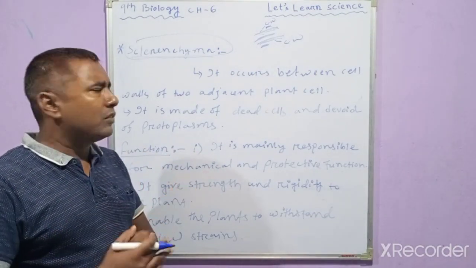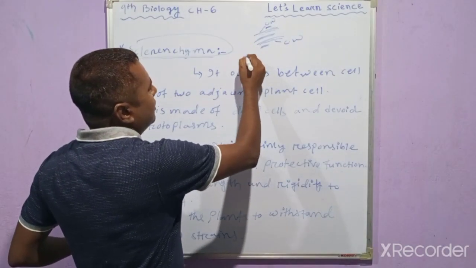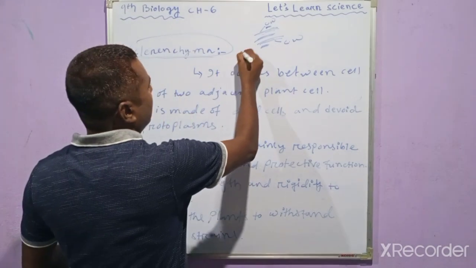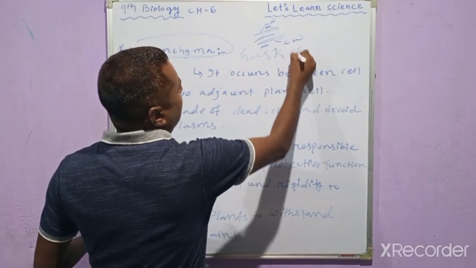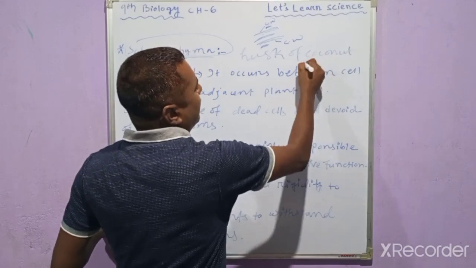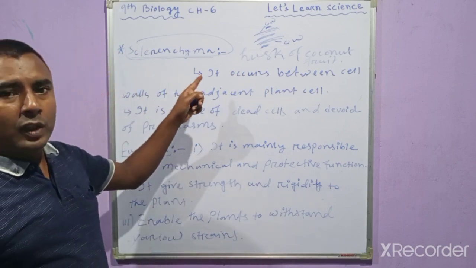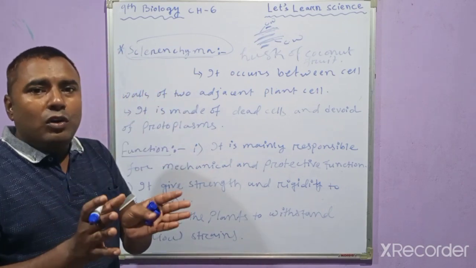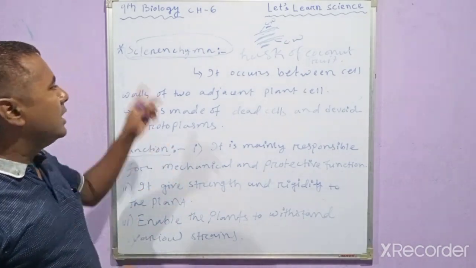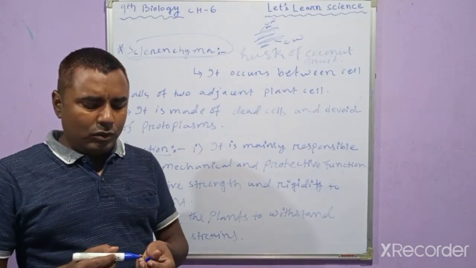You have seen the husk of the coconut fruit. That is made up of what? Sclerenchyma. The husk of the coconut fruit is made up of sclerenchyma. You have seen the seed coat of a seed. That seed coat is made up of what? Sclerenchyma.